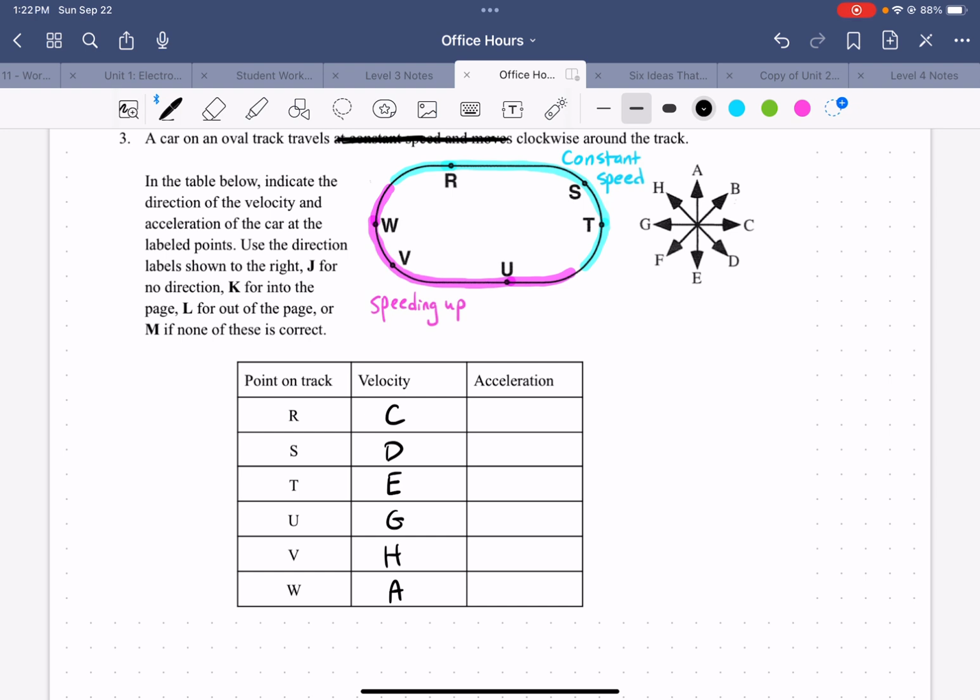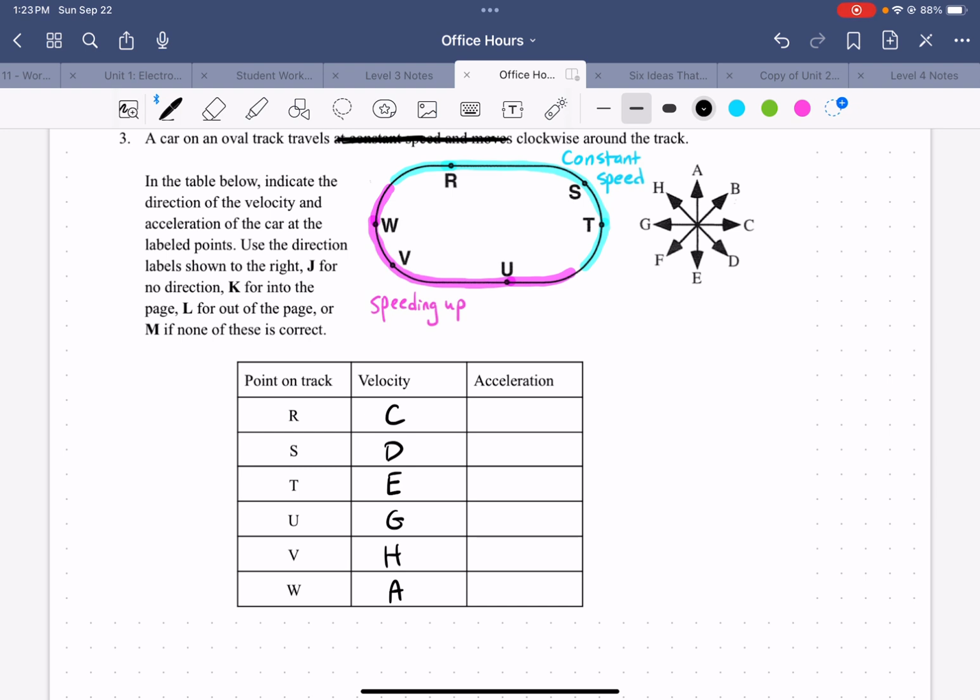So the effect of tangential acceleration is to change only the speed. And the effect of the radial, or you might call it centripetal, acceleration, acceleration that is perpendicular to the velocity, will be to change the direction of the object. So at point R, neither the speed nor the direction of the object is changing, so there would be no acceleration at that point, so we would put J.